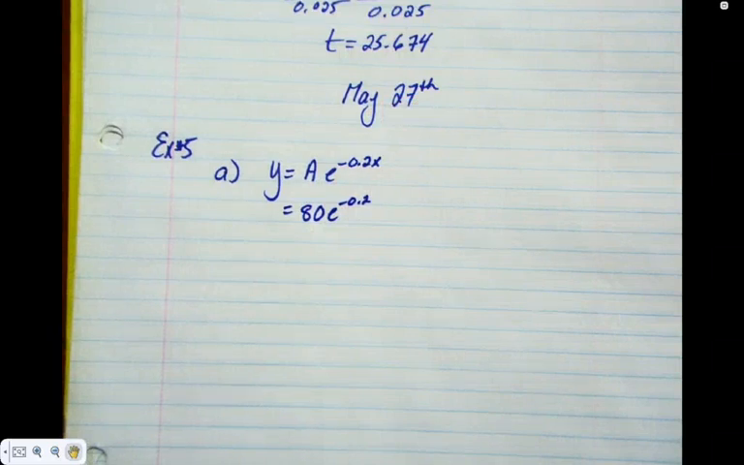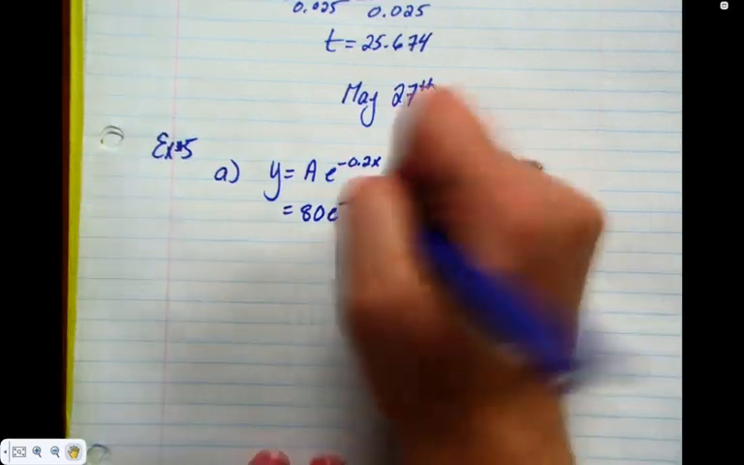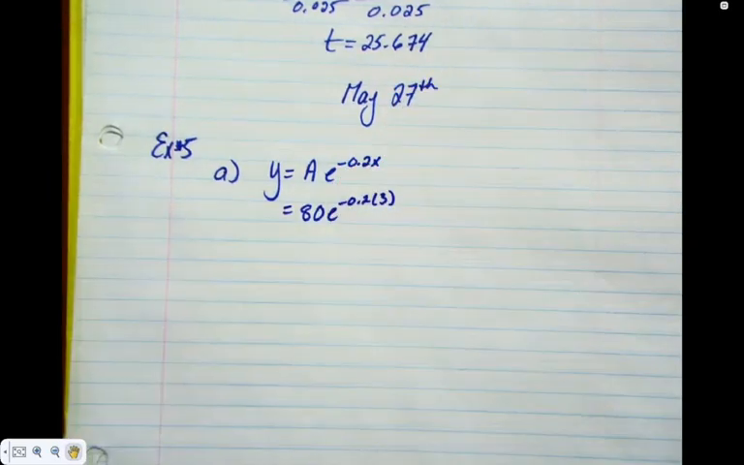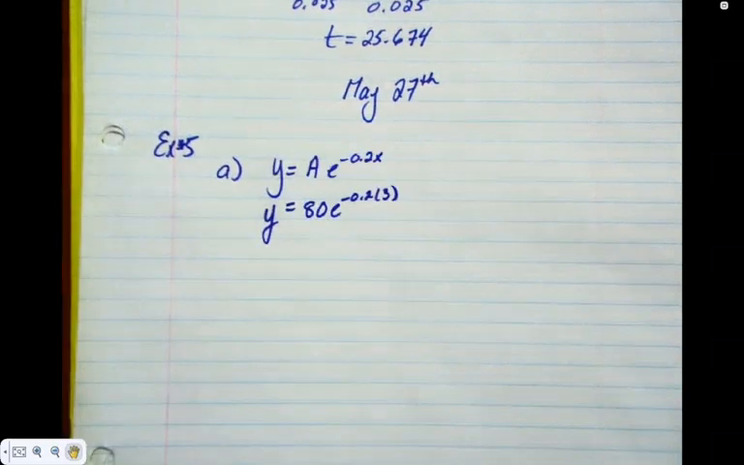What's the 3? Is it the Y or is it the X? Well, this is why they define the variables for you. Which one has to do with time? X, so this one is 3. What do we put for Y? Y, we don't know. That's what we're trying to find.